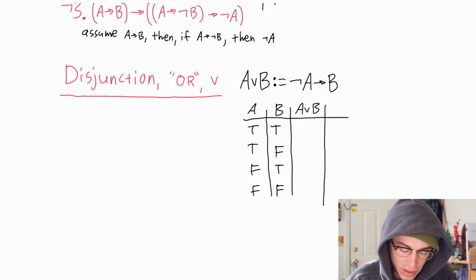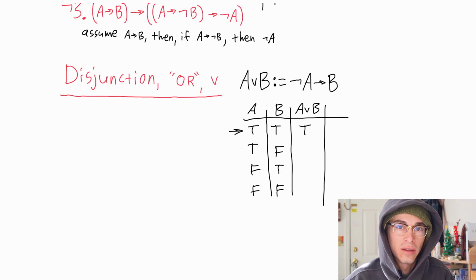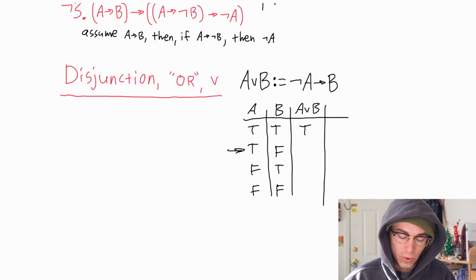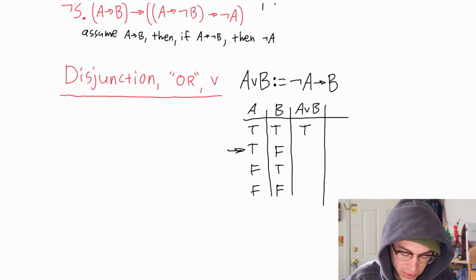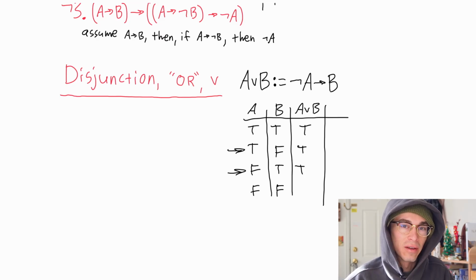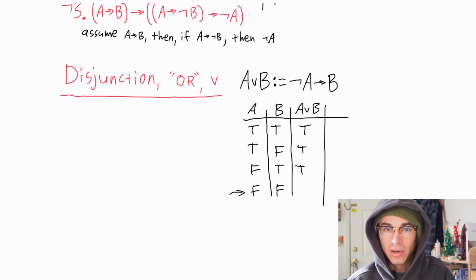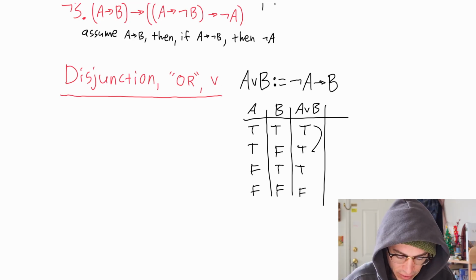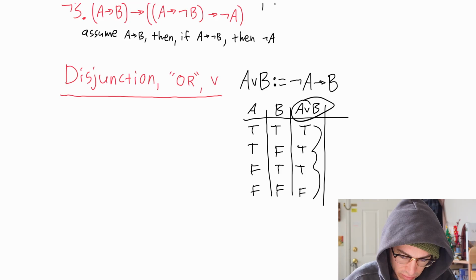Well, if A and B are both true, then the statement A or B is true. Because if A and B are both true, then you do have that A or B is true. And how about for one being true and the other being false? Then A or B is true. And the same thing for this one. If you have one of them, then you do have this one or that one. If you have neither A nor B, then you do not have A or B. These are our truth values for A or B.